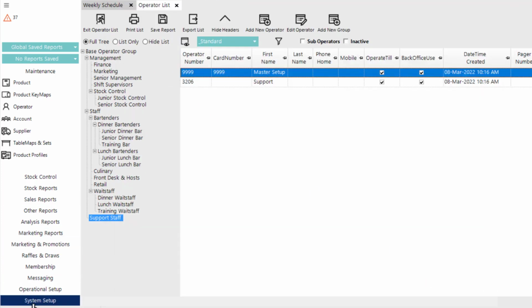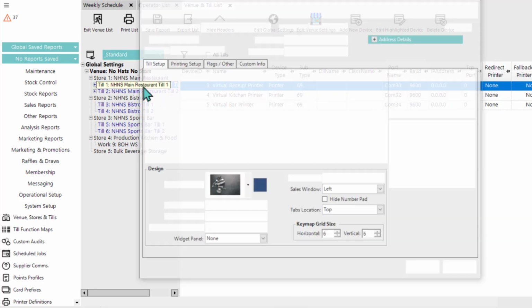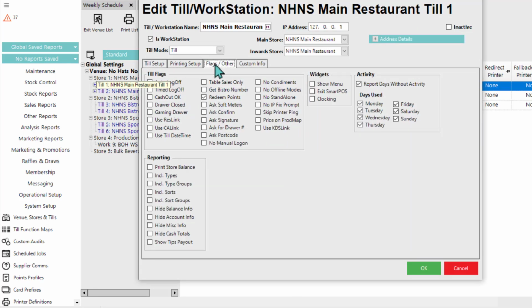We'll actually go back to the till settings. There is a very important flag that needs to be on the flags tab. I actually can't believe that I've skipped over this, but very, very important. For any till where points will be redeemed, we do need to have this redeem points flag turned on, so very important that that is set.